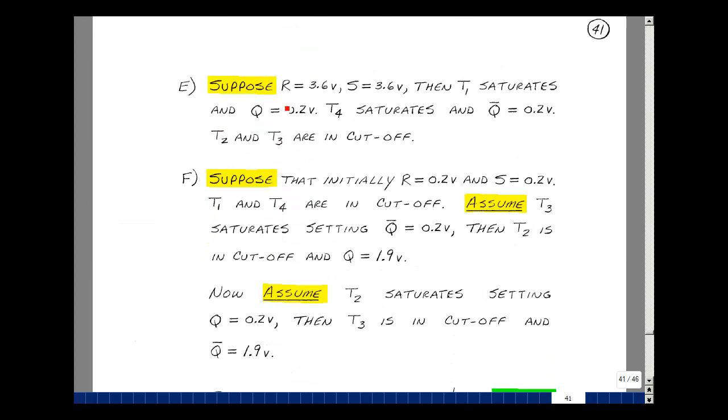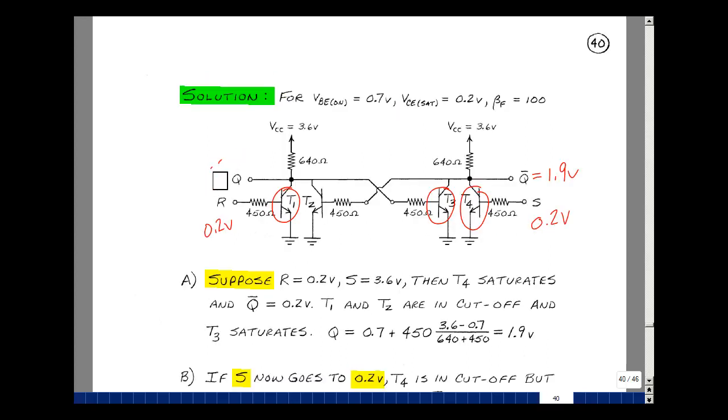Now suppose that we put a logical 1 on the reset line and the set line. Let's go back to the previous page. Let me clean this up again so we can put in those conditions. So now we're going to put initially a 3.6 volt logical 1 here and a 3.6 volt logical 1 here. Well, that's going to saturate this transistor. That's going to saturate this transistor.